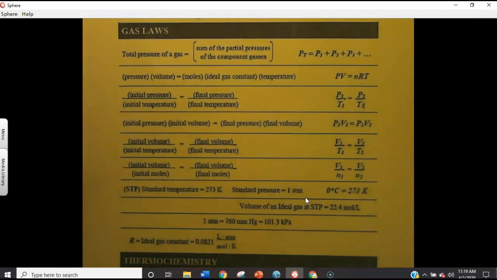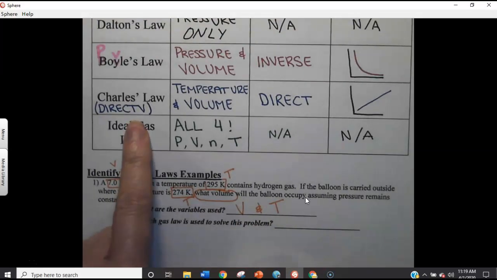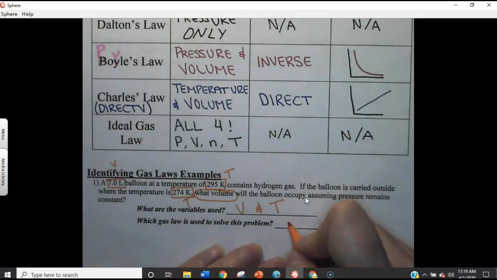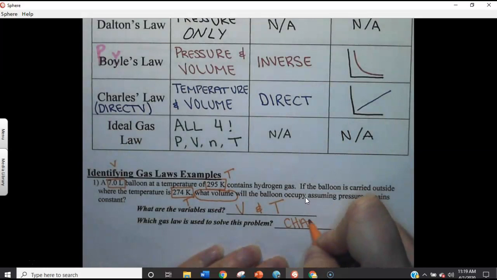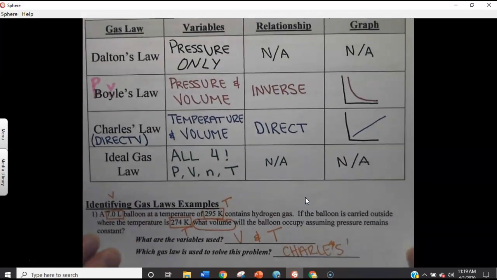You don't need to do the math, but you do need to know whose gas law this is. So TV, Charles watches DirecTV. So that means this is a Charles' law. And that's all you have to put. And actually, the apostrophe goes there. It's annoying.